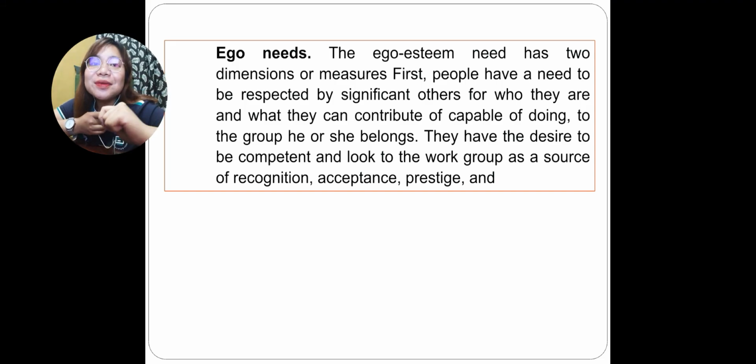Okay? Next, we have ego needs. The ego-esteem need has two dimensions or measures. First, people have the need to be respected by significant others. So class, it does not end there if you already belong in this group, if you already have someone, you have a husband, you have a family, and you say "okay na ako" for the rest of my life. No, there is still a next one, class: ego needs.